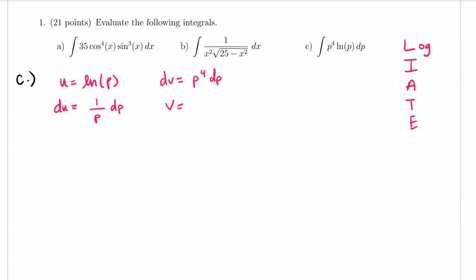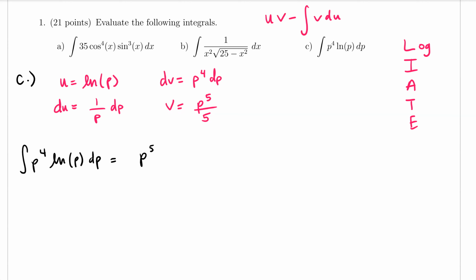And so v is going to equal p to the 5th over 5. Remember, the mnemonic device for integration by parts is ultraviolet super voodoo. So we have p to the 5th over 5 times the natural log of p, minus the integral of p to the 5th over 5, and then we want to multiply that by du.